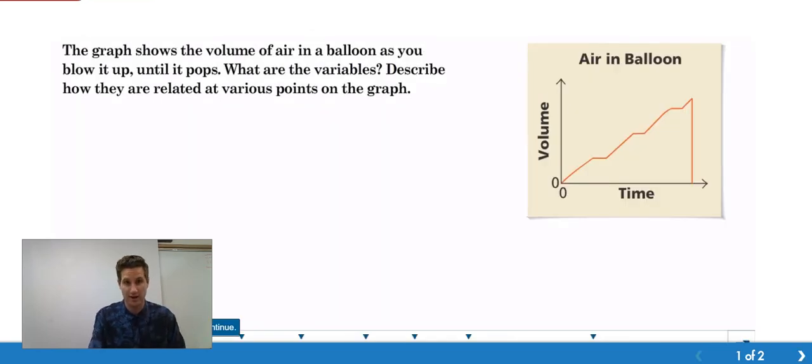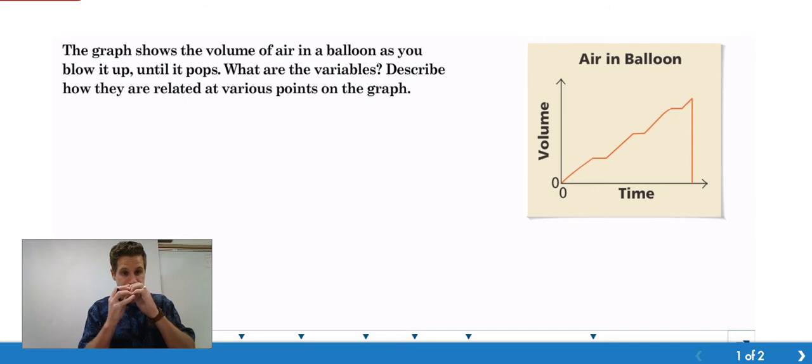I apologize. The graph shows the volume of the air in a balloon as you blow it up until it pops. What are the variables? Describe how they are related at various points in the graph. So you have a little balloon that has no volume. You have a balloon and it's really small, no volume. Then you start blowing it up.